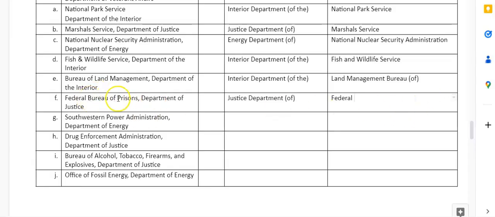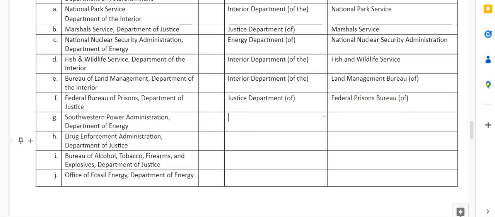And Bureau isn't as important as Prisons. So it's going to be Prisons, Bureau, and then of in parentheses. So Federal Prisons Bureau of.